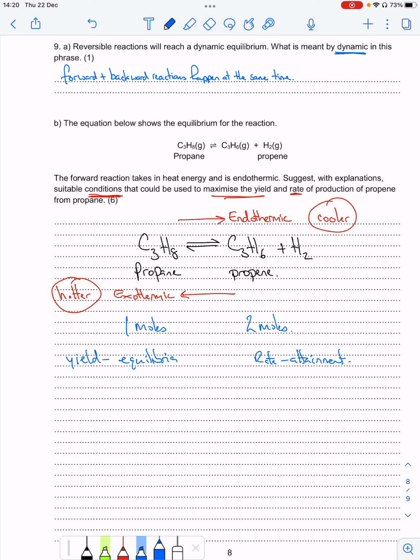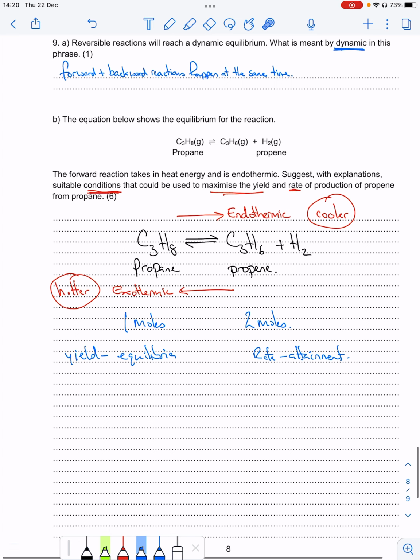So it's 2 different aspects of knowledge that I've got to use here to bring together. So let's explore yield first and use Le Chatelier's principle. So I want to make more of the propene. So I want this reaction to move to the right-hand side. So the right-hand side is endothermic, making it cooler. So if I force this reaction to get hot, the reaction will try and make itself cooler. So it'll move to the right-hand side. So that's what I'm going to do.